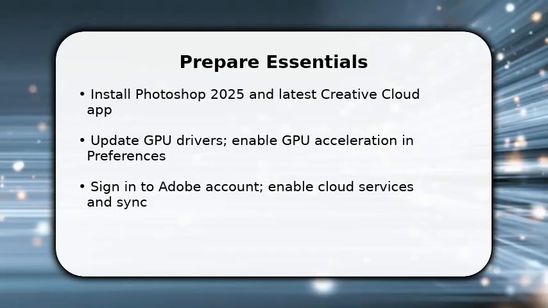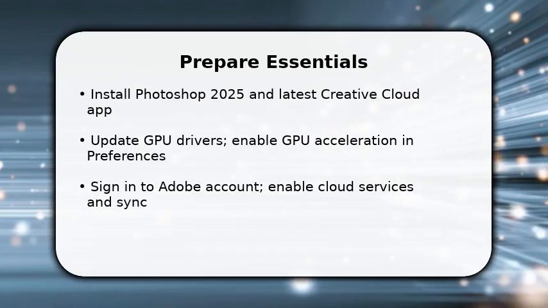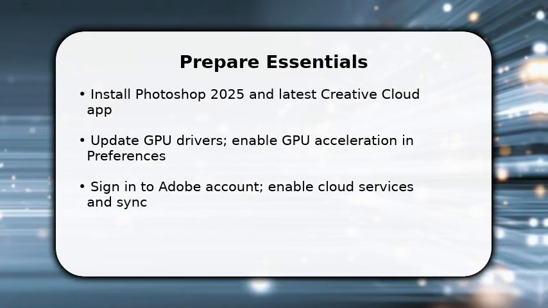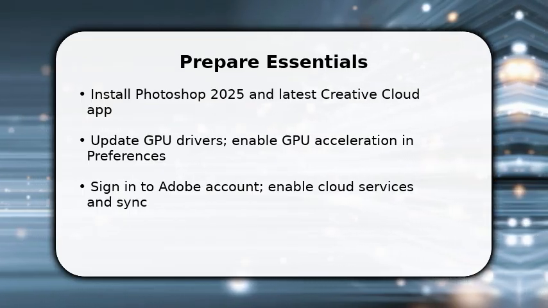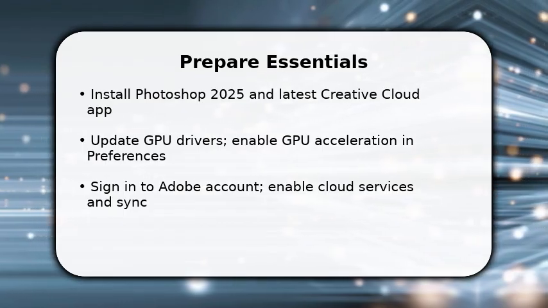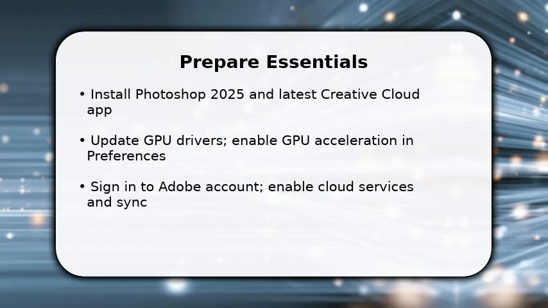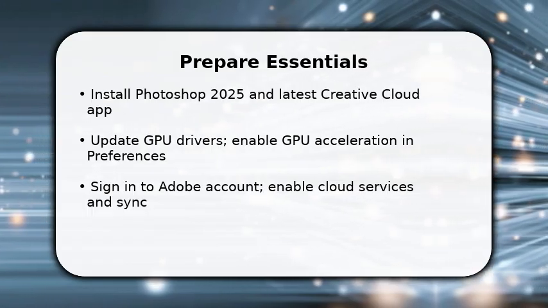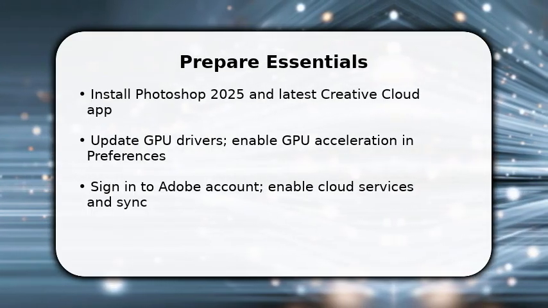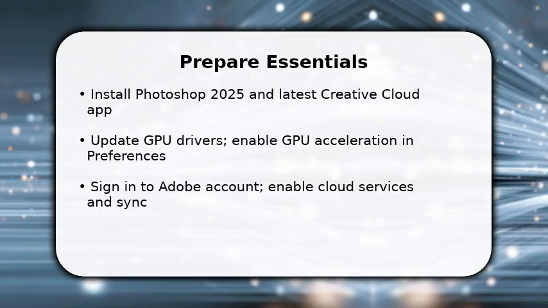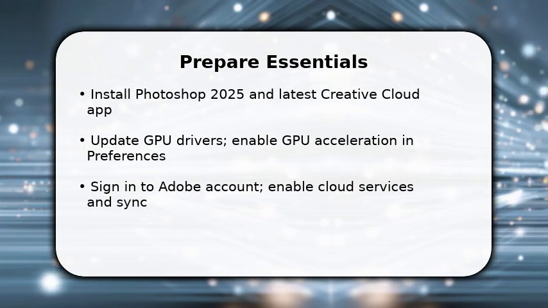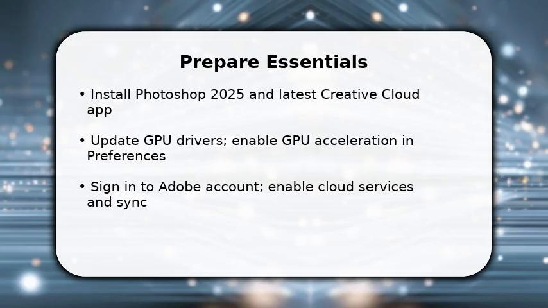You start by confirming the essentials so the generative features can run. First, update Photoshop 2025 and Creative Cloud. Once done, install the latest GPU drivers so acceleration works. Next, sign into your Adobe account and enable cloud services and sync because AI assets and models stream from Adobe. Finally, open Photoshop preferences and make sure GPU acceleration and cloud content are turned on. This prepares your machine and account for the next, more specific configuration steps.